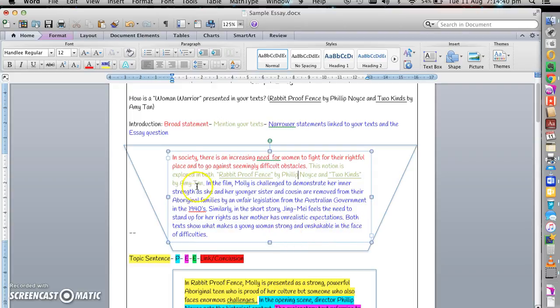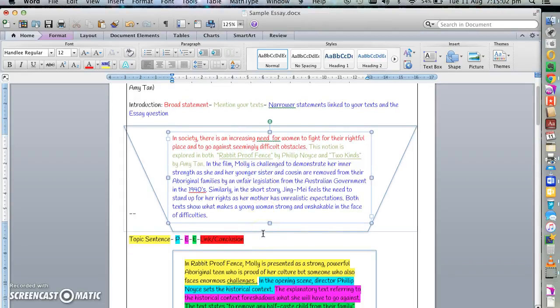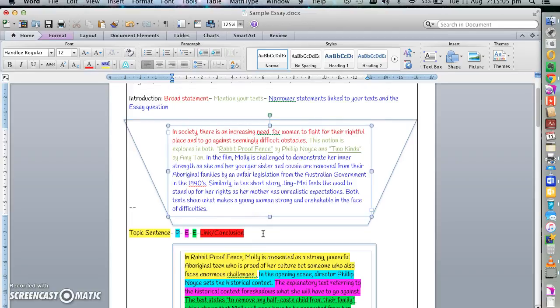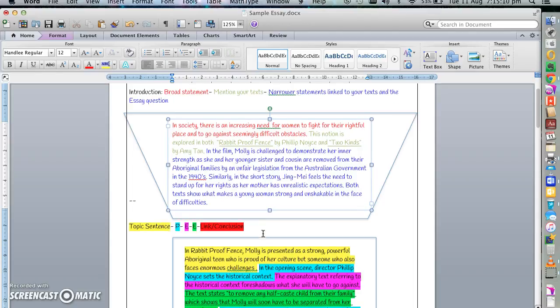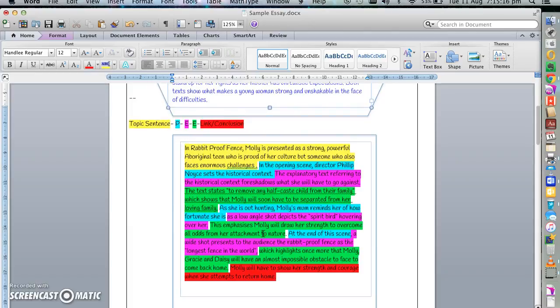So, in all of that, I have directly addressed the question which says, woman warrior. So, how is that shown in your text? Obviously, it's through the strength that allows them to face those difficulties and be successful in doing so. So, as you can see, we have a broad statement, then we mention our text, and then we move on to the narrower statement. That's the introduction. It needs to be laid out in that way. It is very prescriptive, so you need to follow that very, very tight structure. Now, let's move on to the actual paragraphs.